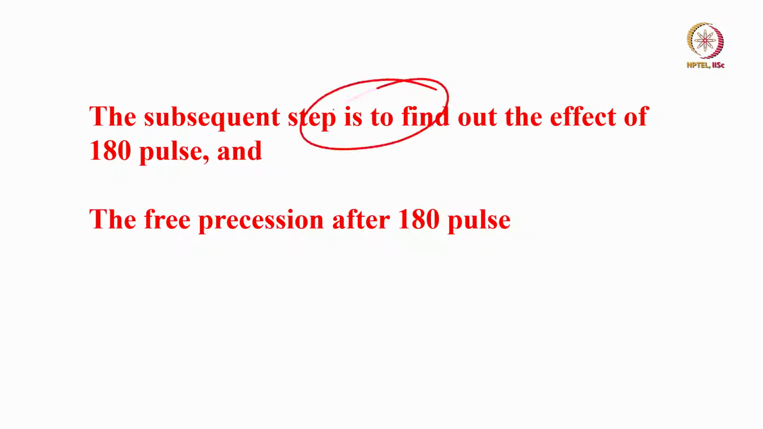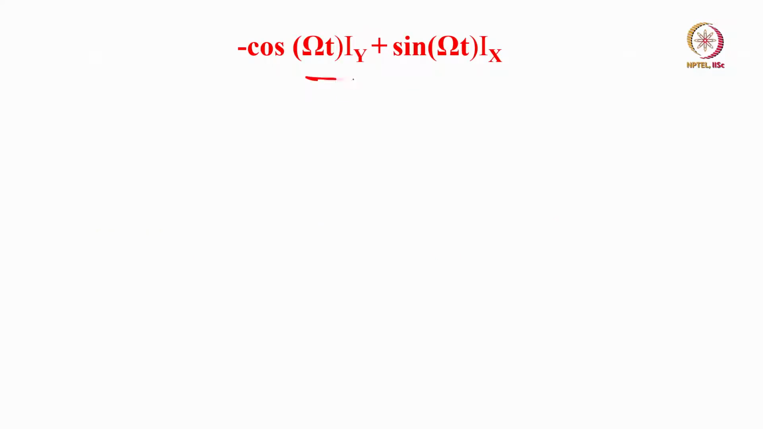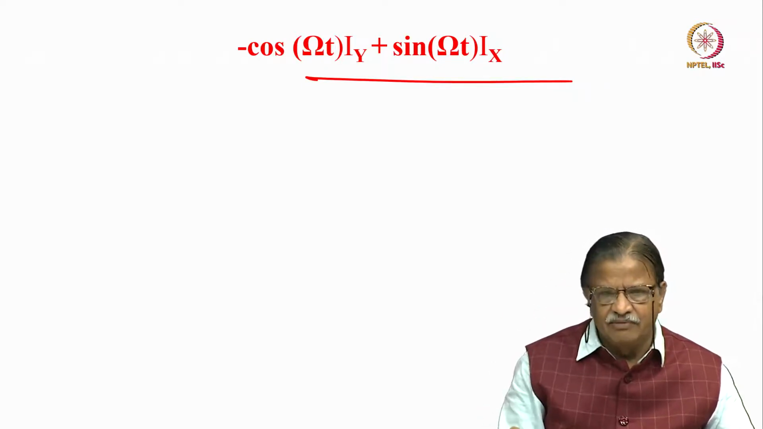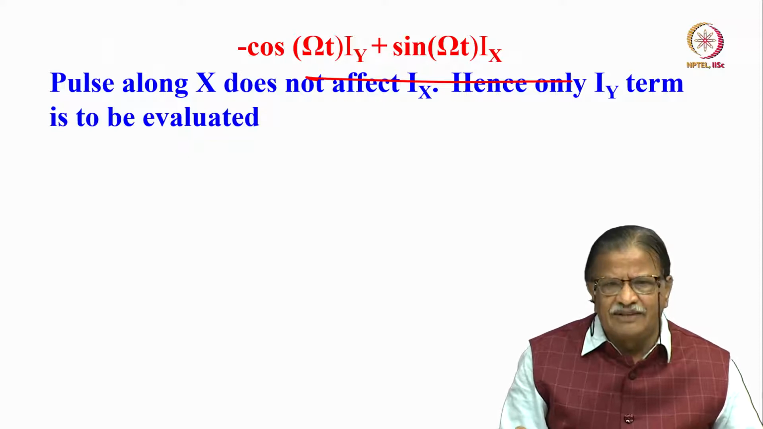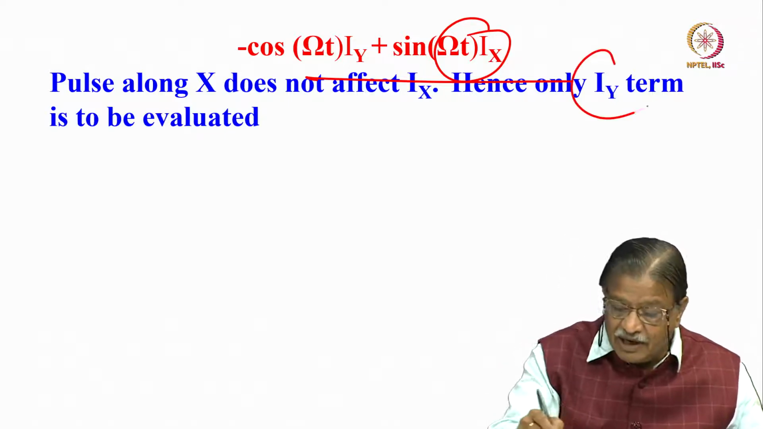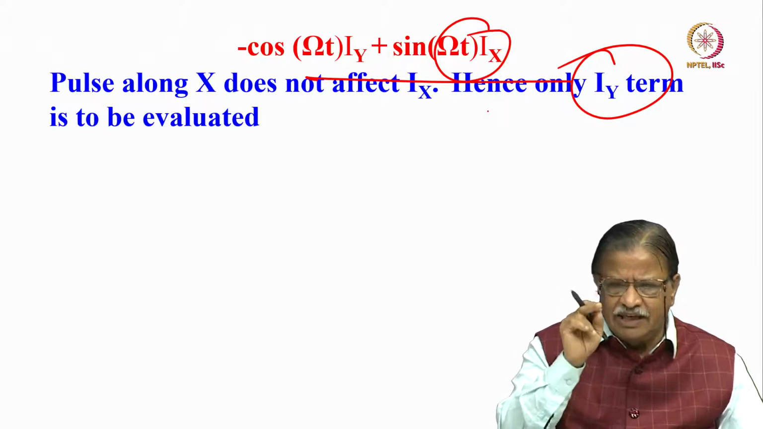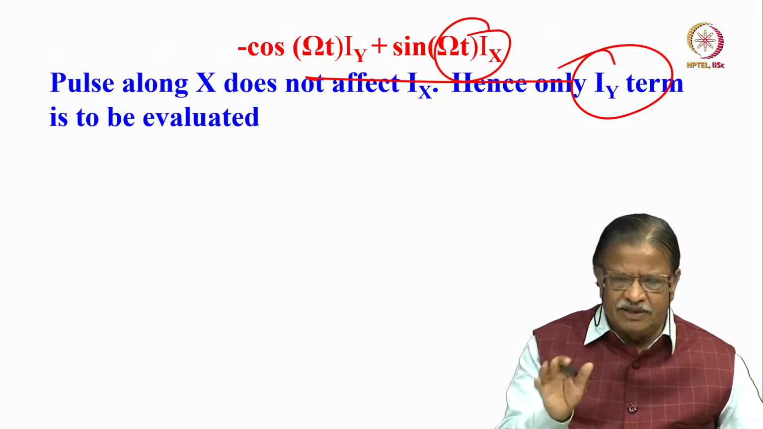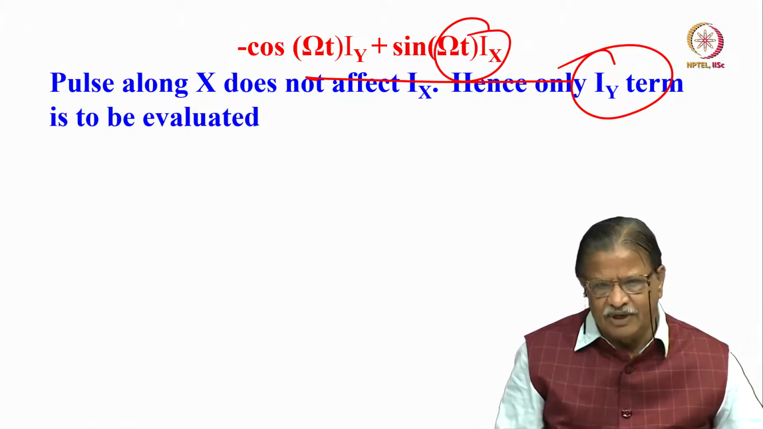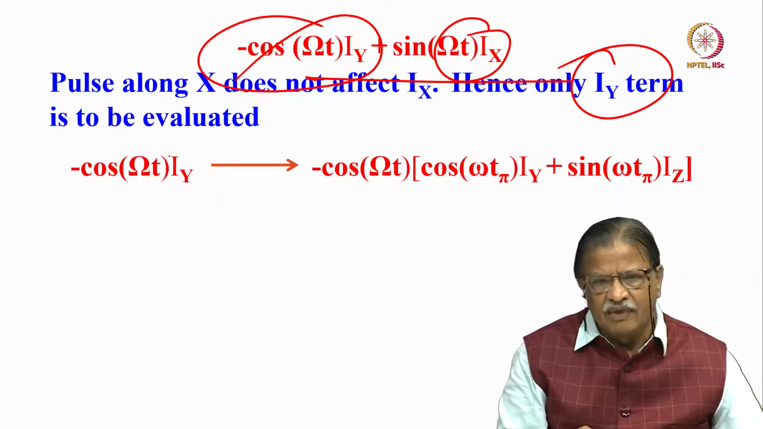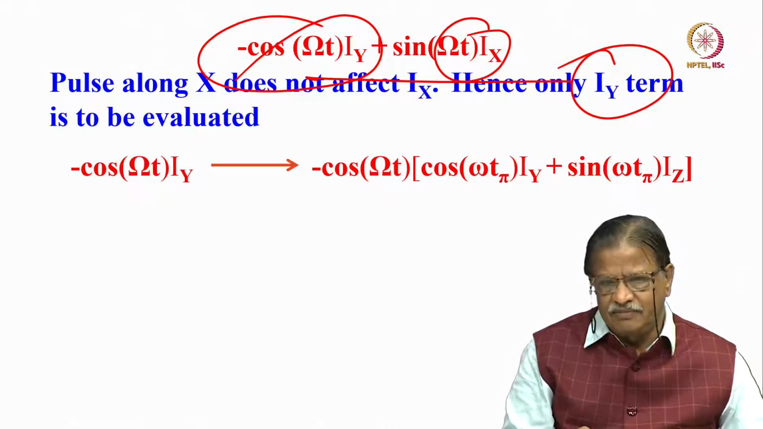Now we wanted to find out, in the second step, the effect of the 180 pulse and free precession after the 180 pulse. So this is the solution we have got up to time t, after the 90 pulse and the first tau during free precession. A pulse along x does not affect Ix, so we do not have to worry about Ix. Hence we have to consider only the Iy term. I told you Ix on x, Iy on y, Iz on z will have no effect at all. So now we will consider only minus cosine omega t and how it evolves with the 180 pulse.